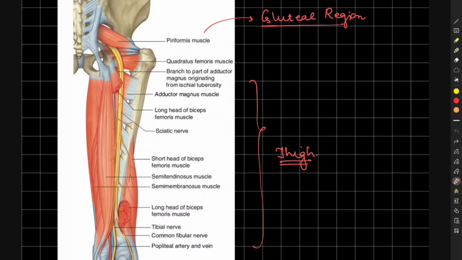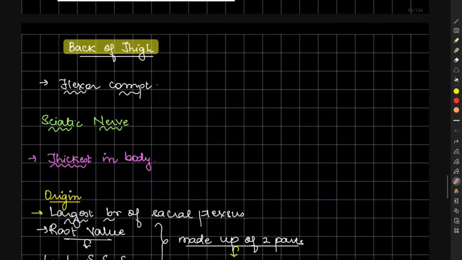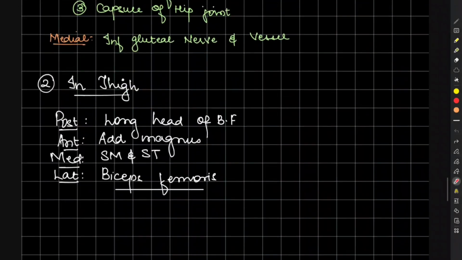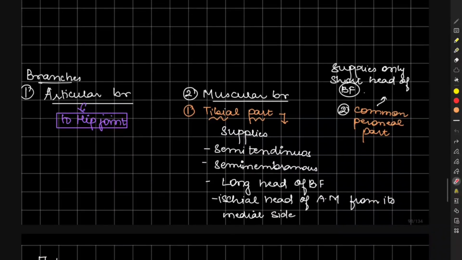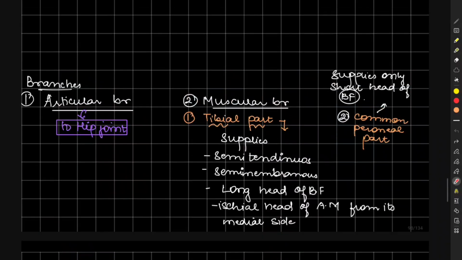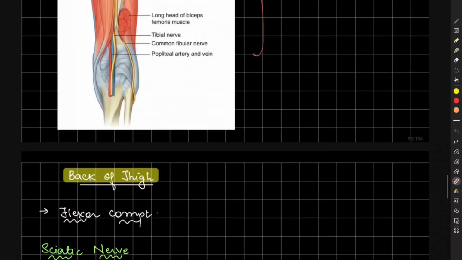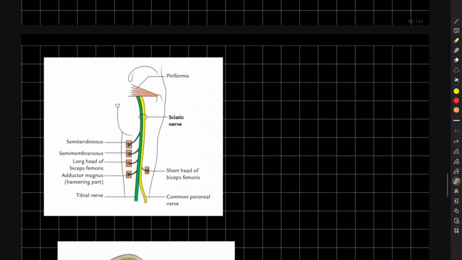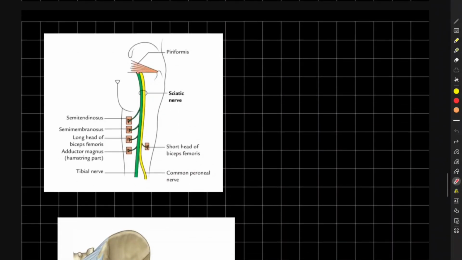Okay. Now, talking about the branches of the sciatic nerve, first of all, articular branches, जैसे हम हमेशा बोलते हैं, I'll show you in the theory वाला part. Articular branches supply the hip joint. Muscular branches: tibial part and the common peroneal part. तो tibial part जो है, I have another diagram. See, this is the tibial part, whereas this is the common peroneal part.